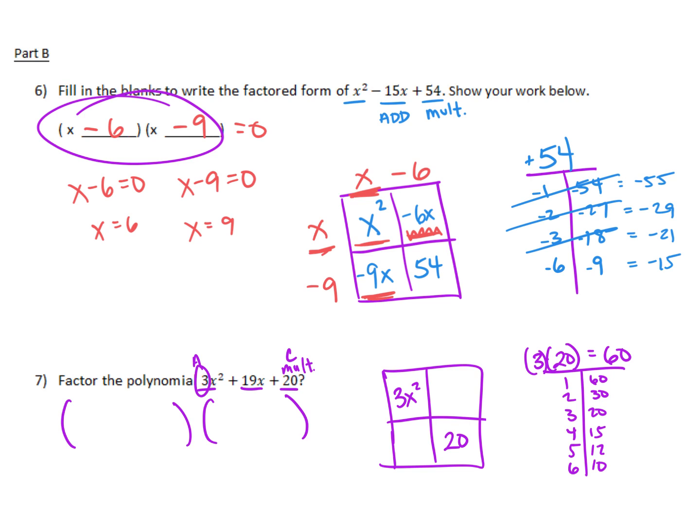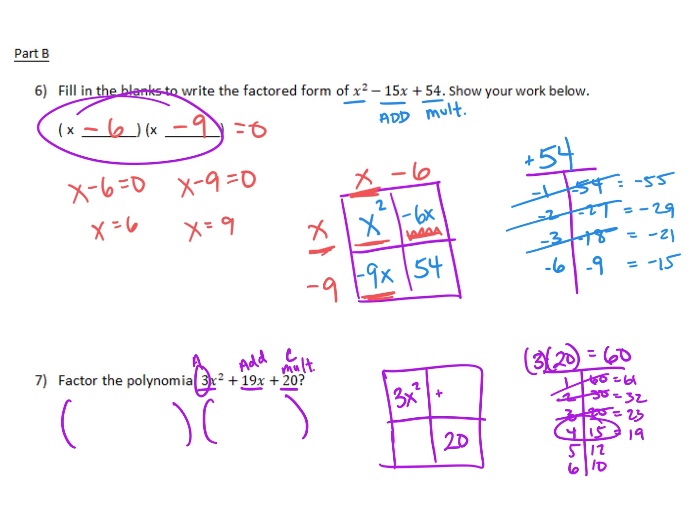Of those factors, which is the winner, winner, chicken dinner, which one adds up to give me 19? It's not that one. It's not the second one. It's not the third one. It is the fourth one. 4 plus 15 does add up to 19.